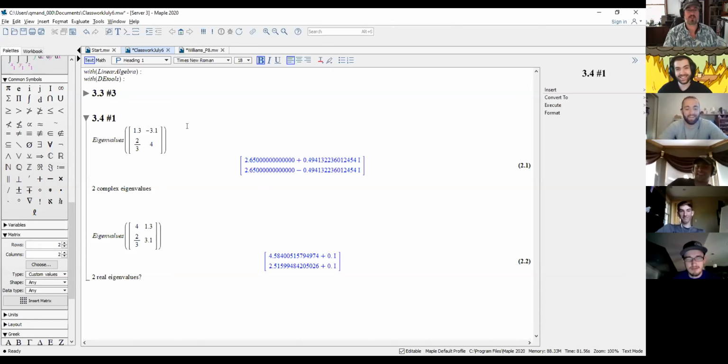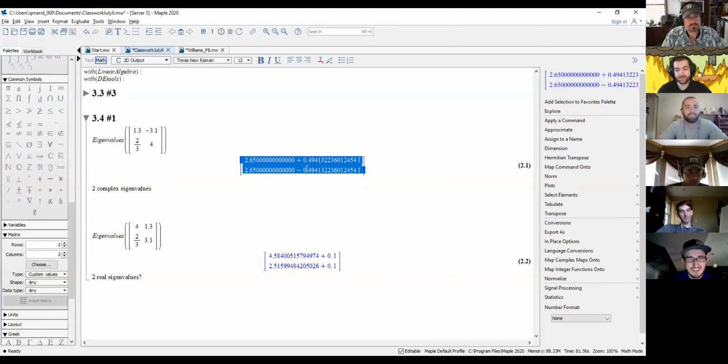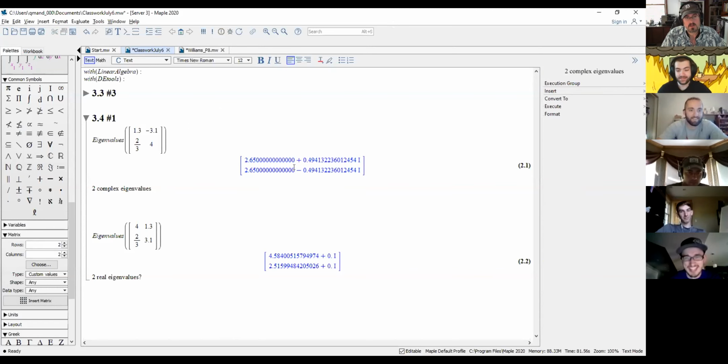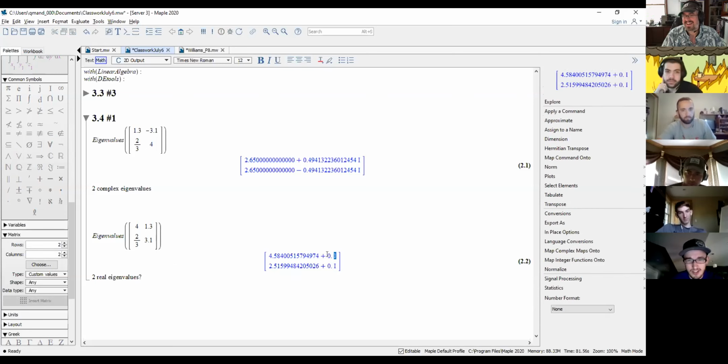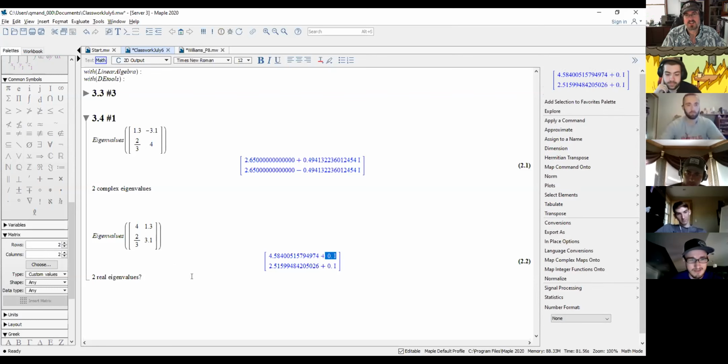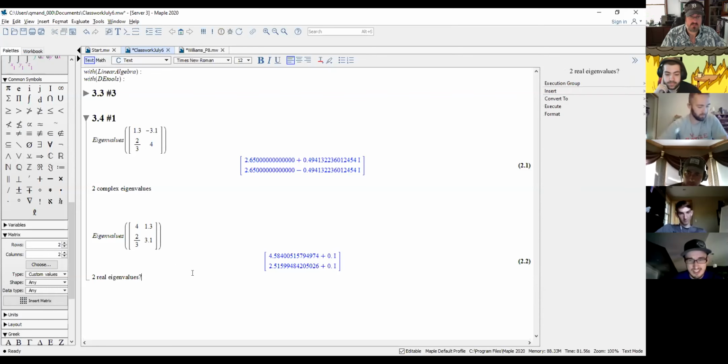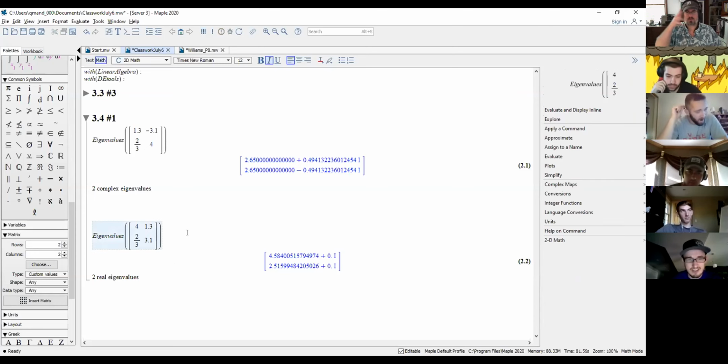Anyways, 3.4, number 1. What you got for us? Well, we just took the eigenvalues of each of the matrices and then just kind of looked at it and said what it was. So two complex eigenvalues. But then you have a question mark for the second one. What do you mean by that? That was because of this 0.i thing. So really, the eigenvalues for that one are two real eigenvalues. One of them is 4.5, blah, blah, blah.